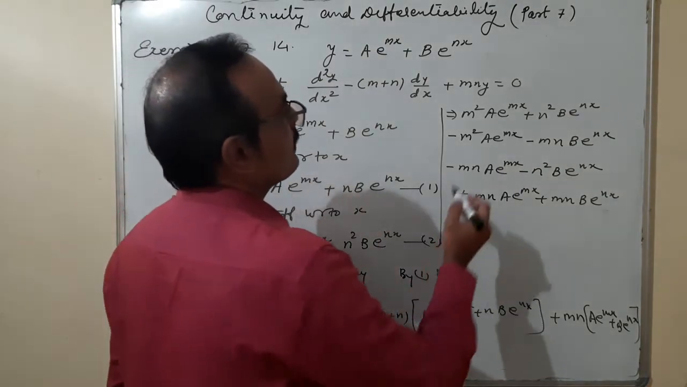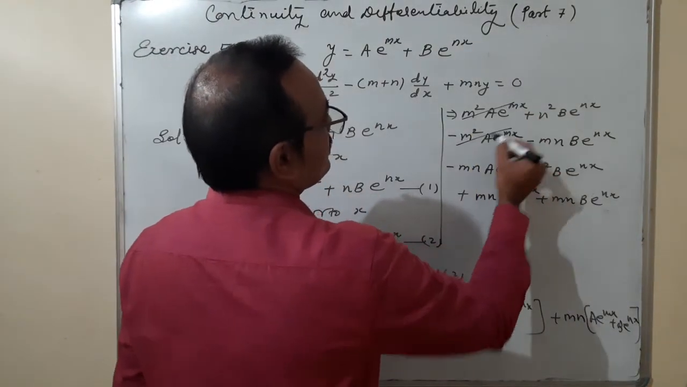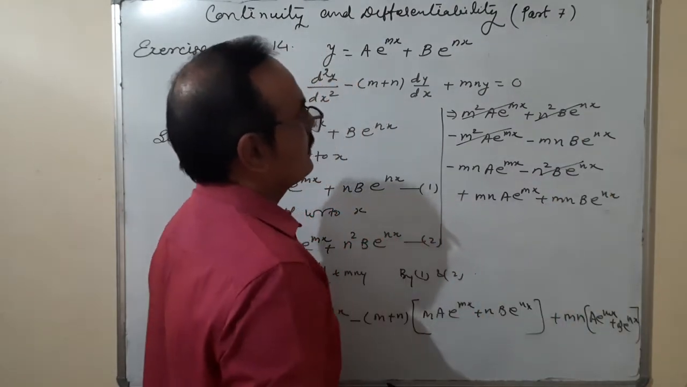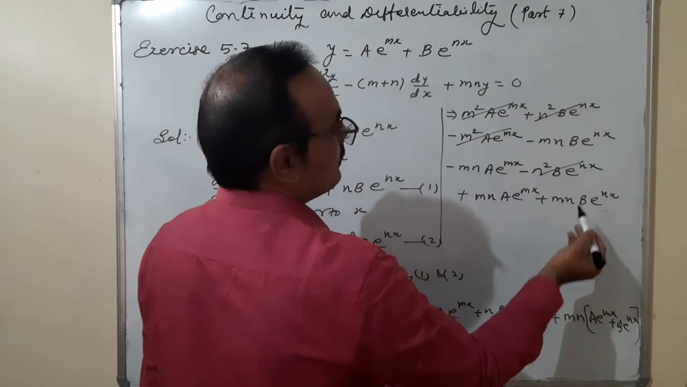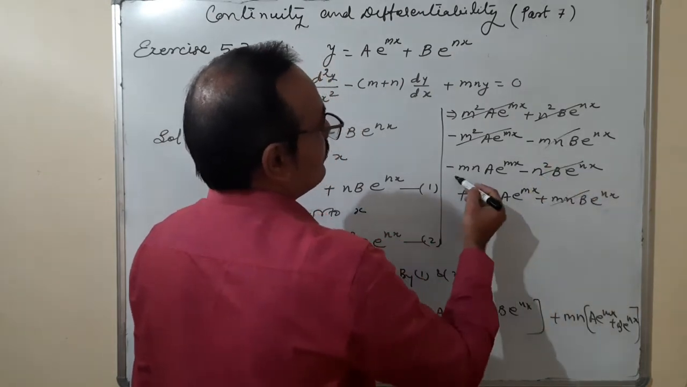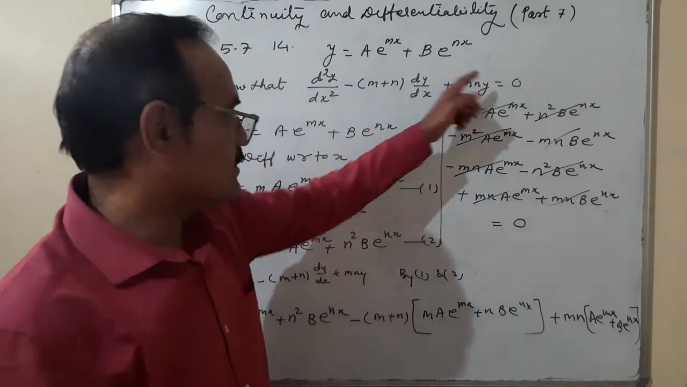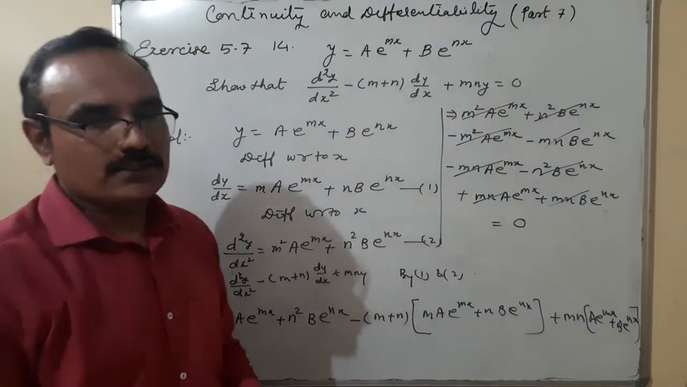Now let us see a square, so m square plus n square minus n square. After that minus mnb plus mnb and minus mna plus mna is equal to 0. Okay. So this left hand side is equal to right hand side. So that is the second way.